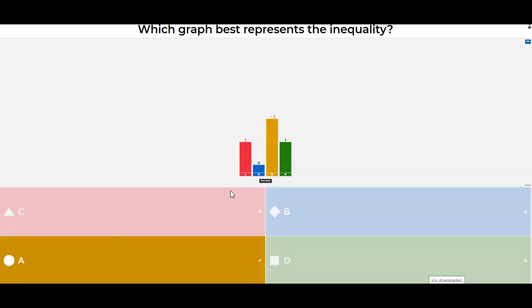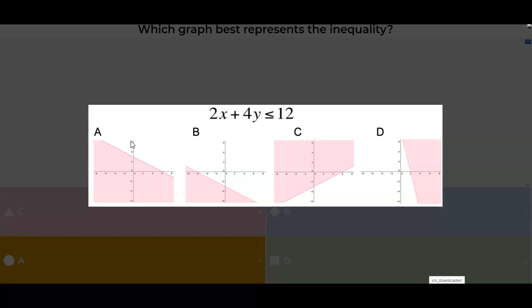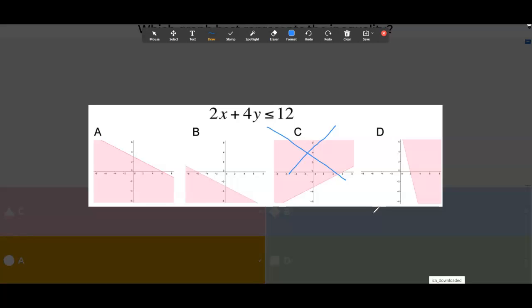Okay, correct answer was A. Good job, guys. So the reason the correct answer is A: you subtract over 2x, divide by 4. Subtracting over 2 and dividing by 4 made your slope -1/2. So right away, I knew I was looking for a line going down. So that eliminated option C. And then my y-intercept came from the 12 divided by 4. So that made my equation y less than or equal to -1/2 x plus 3.